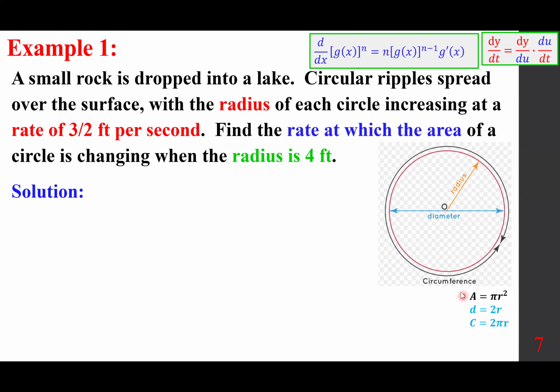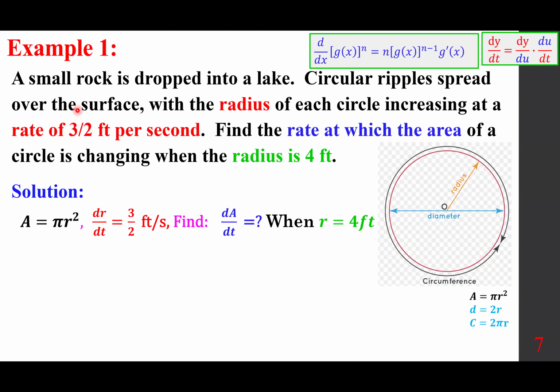The formula we need is A, because dr/dt is given. If you read the question again, with the radius of each circle increasing at this rate, that means dr/dt. How do you know it's dr/dt? Because of the word rate. dr/dt is 3/2 feet per second. What are we looking for? The rate at which the area is changing, dA/dt. At what point? When the radius r equals 4 feet.